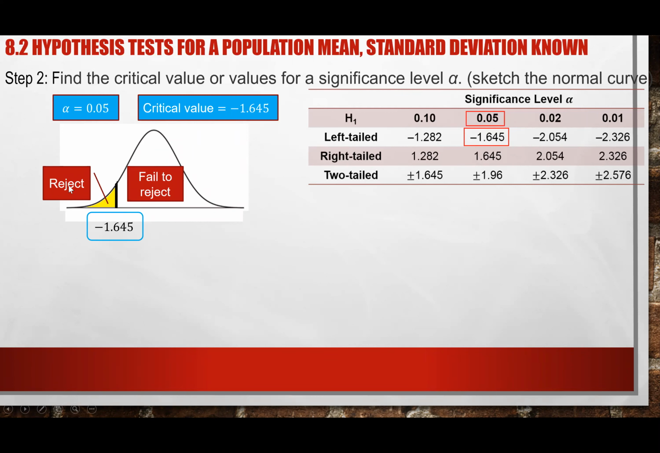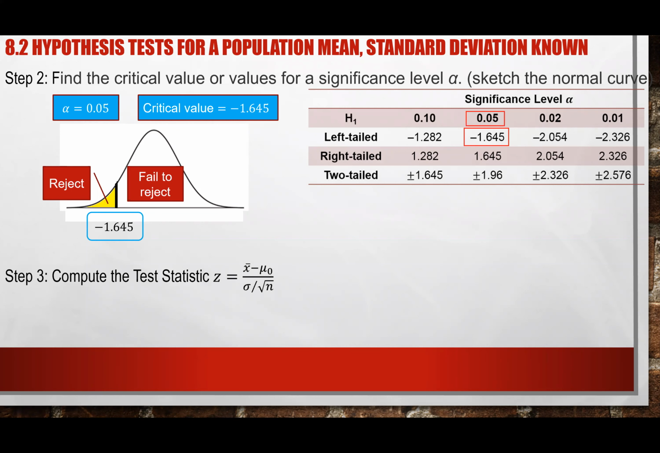So now this is what we have when we sketch it. We have a boundary, and our boundary is our critical value. Anything to the left of this critical value, because it's a left tail test, is the reject region. Anything to the right is the fail to reject region. You have only 2 regions. So how do we know if it's a reject or fail to reject? Well, step 3 comes in.